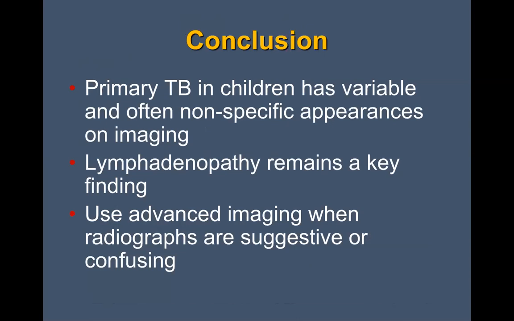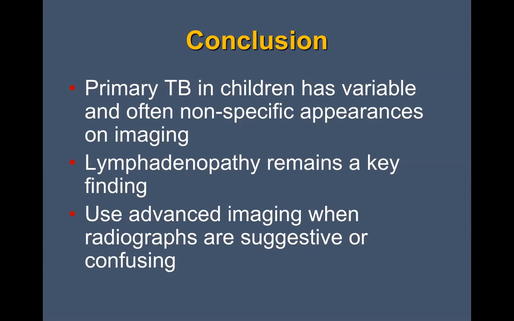You can see that the imaging is quite variable, and although there are some pretty characteristic findings in the chest, many of the findings are nonspecific and sometimes quite subtle with just plain films alone. Looking for that lymphadenopathy is really key because we don't tend to see profound lymphadenopathy, even though you can get lymph nodes in children with bacterial infections.